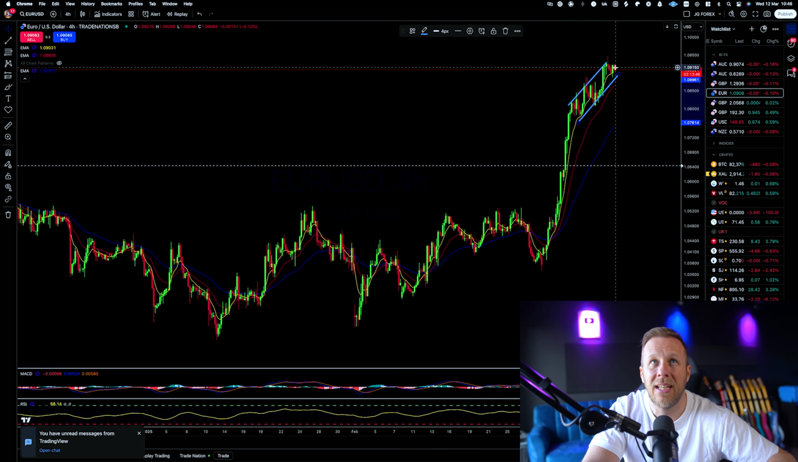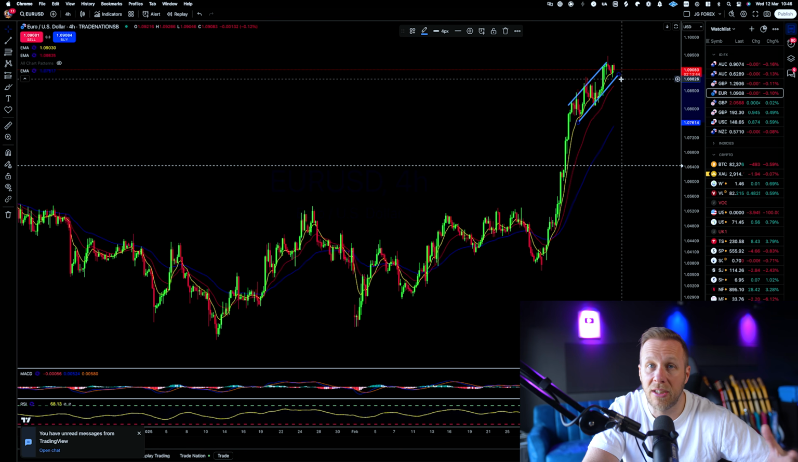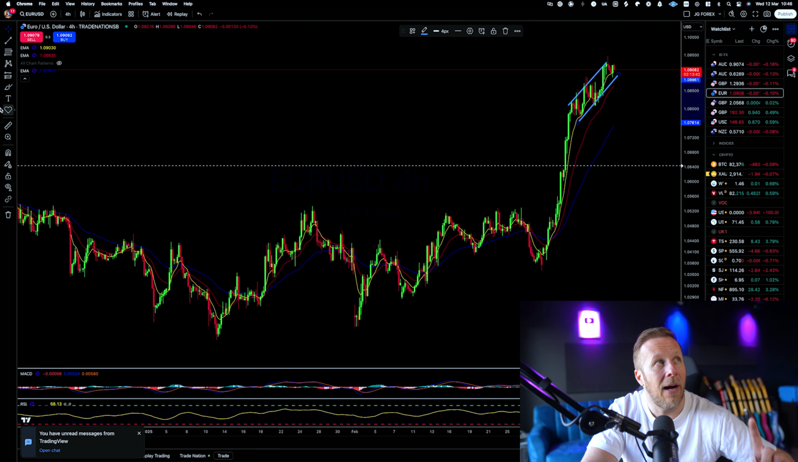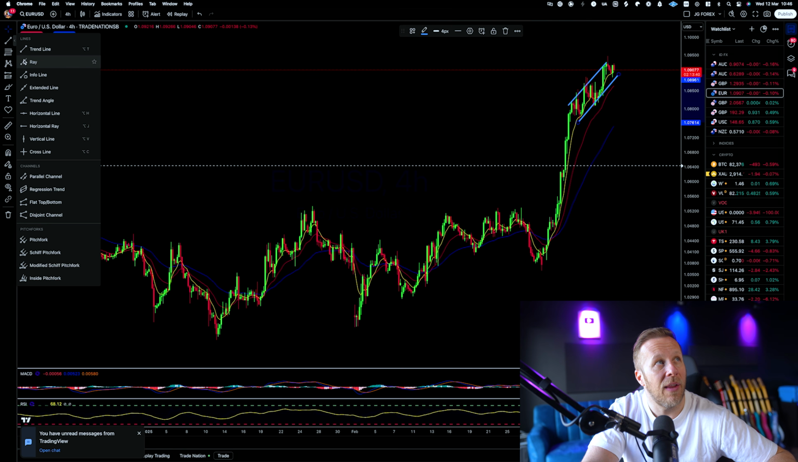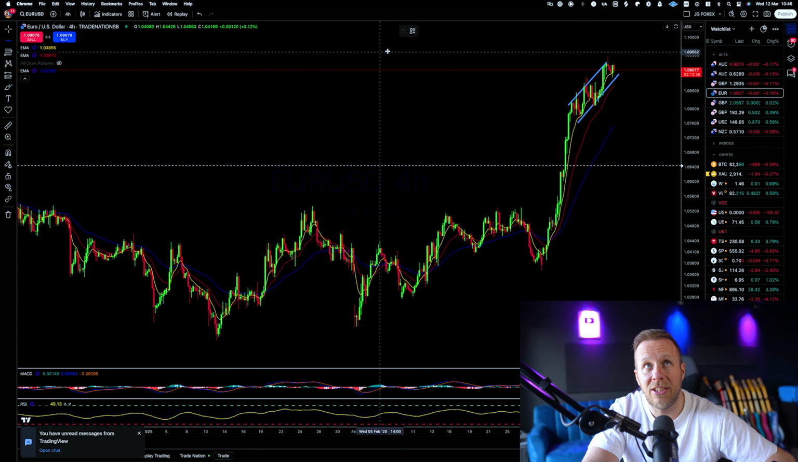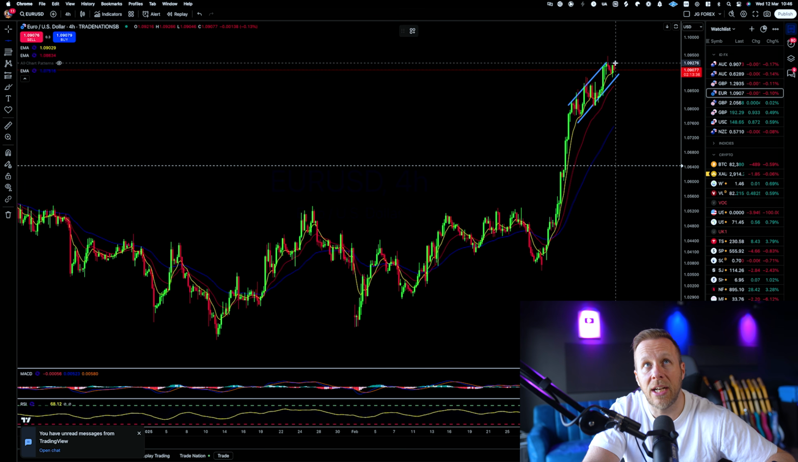That means as long as we don't push down too far, it's going to be a great reward to risk profile. But you don't just trade directly off of that. What I like to see is structure. So first thing, you can see this rejection candle here.